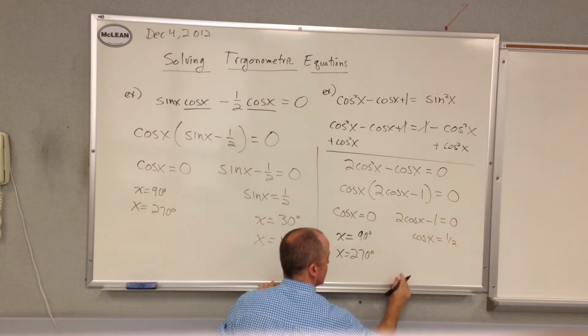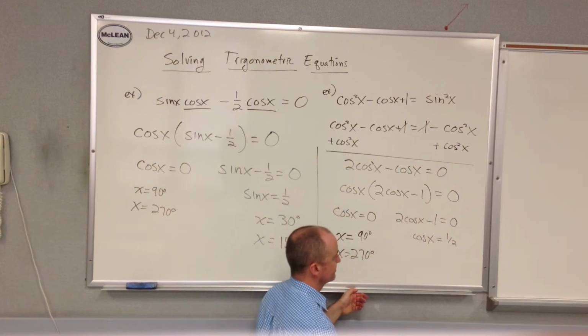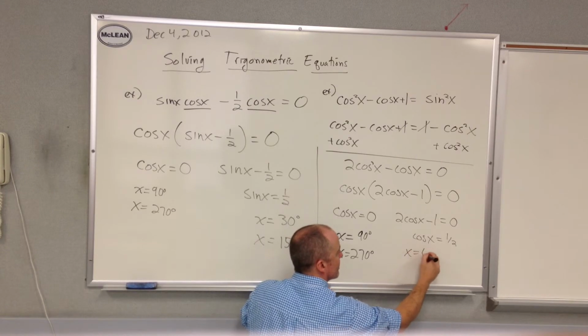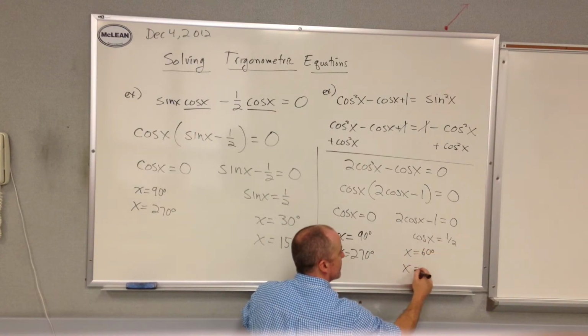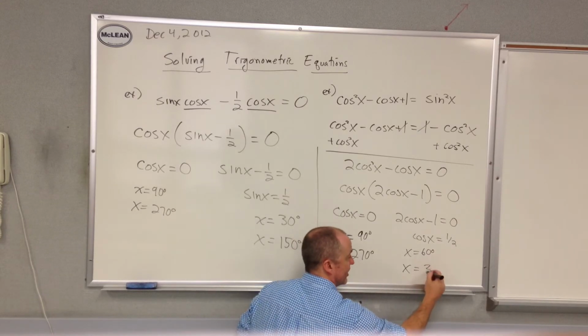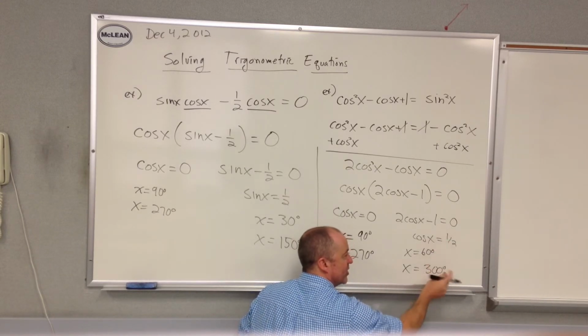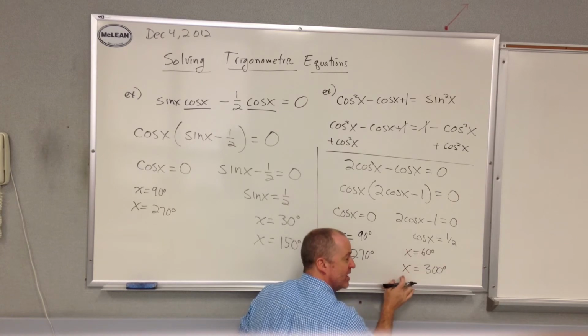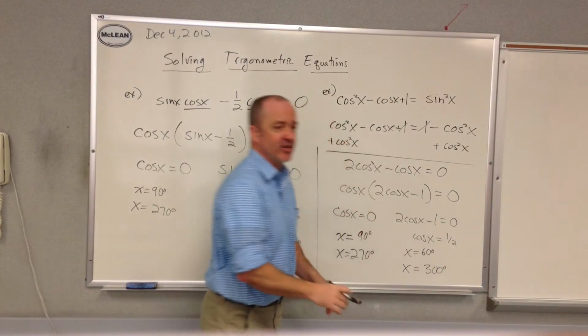When is cosine equal to 1/2? 60 degrees and 120. No, 120 would be negative. 300 degrees. Yeah, 300 degrees. Very good, because a positive cosine only occurs in quadrants 1 and 4 with a 60-degree reference angle.